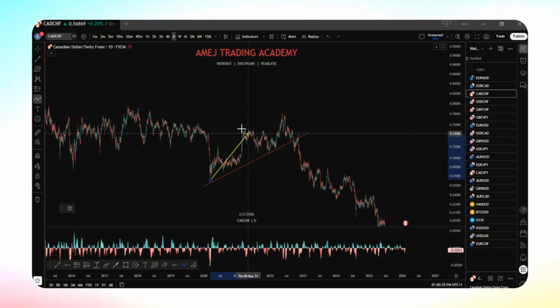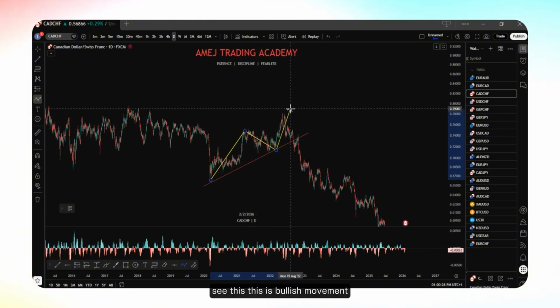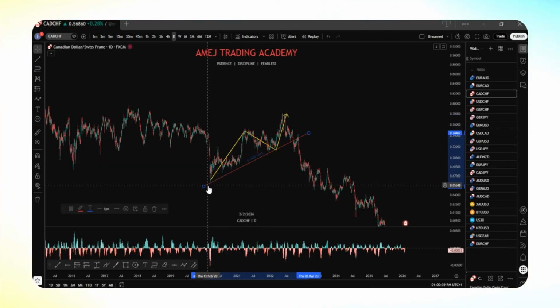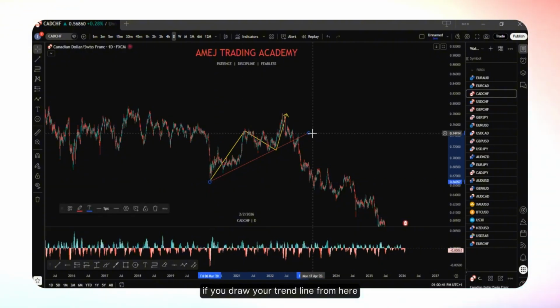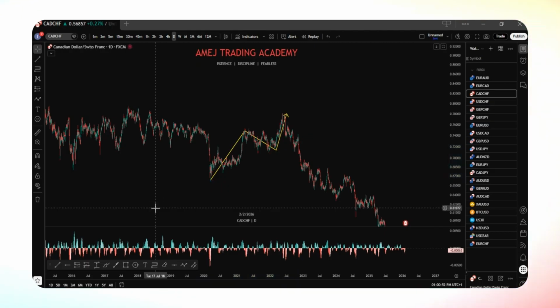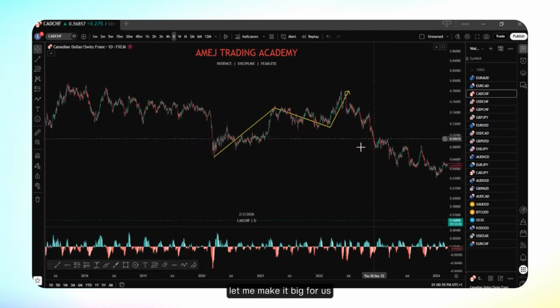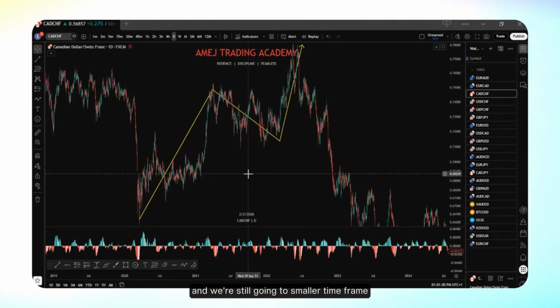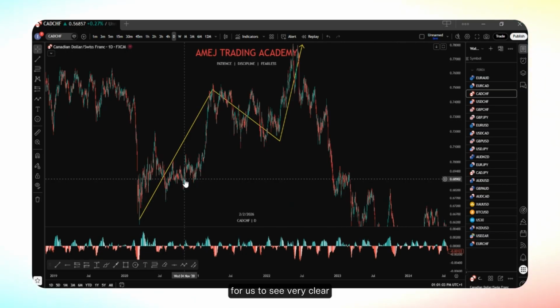As you can see, with a bullish movement, if you draw your trend line from here, you're not going to cut any candle, no matter how weak the candle is. Make sure you didn't cut any candle. Let me make it big for us, and we're still going to a smaller time frame for us to see very clear.